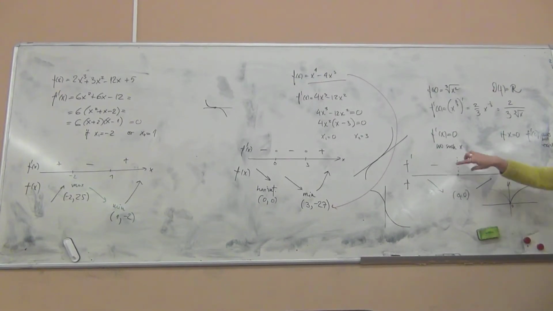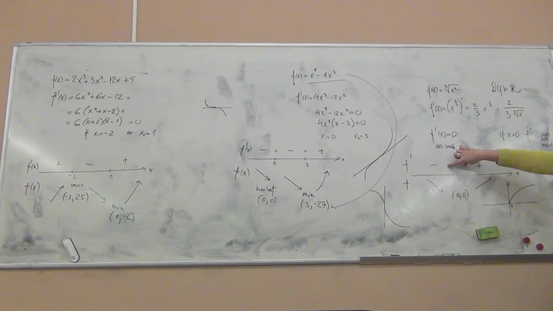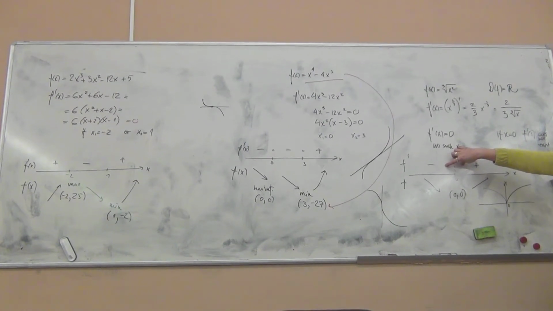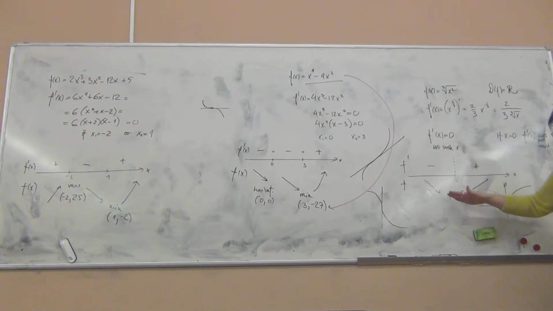Minimum and maximum only happen where the derivative changes sign. Decreases first, increases afterwards, that's a minimum point, or first increases and then decreases, that would be a maximum point. The change of sign of the derivative is the indicator of a minimum or maximum point. Unless, of course, the function has a discontinuity at that point.